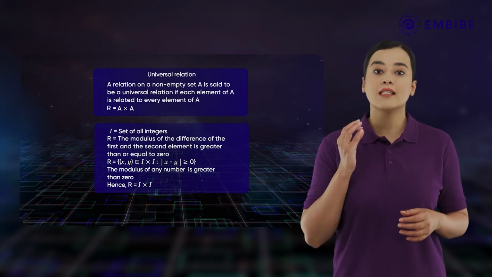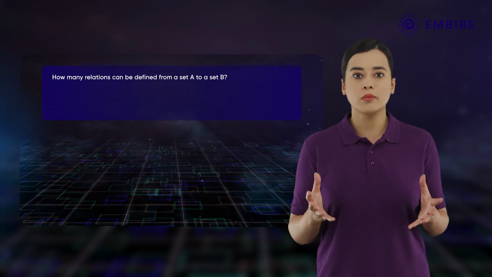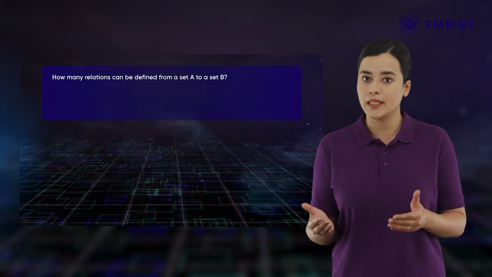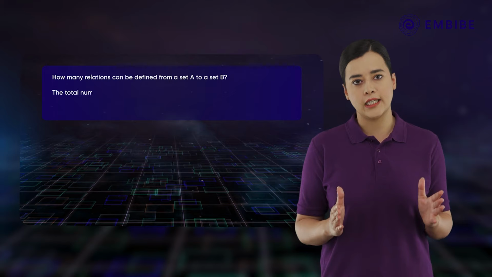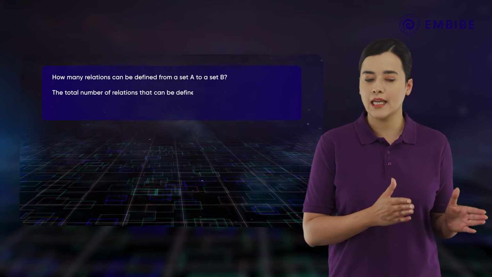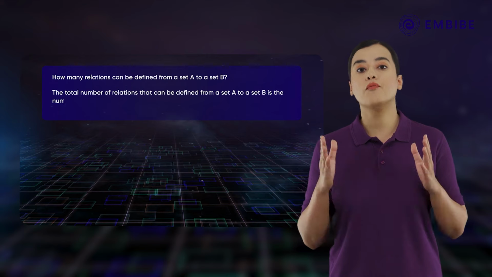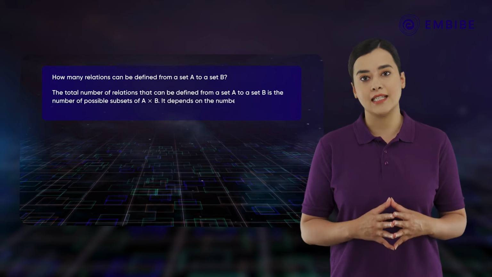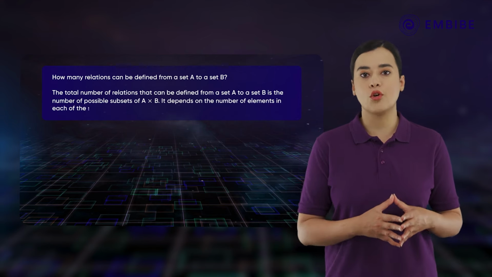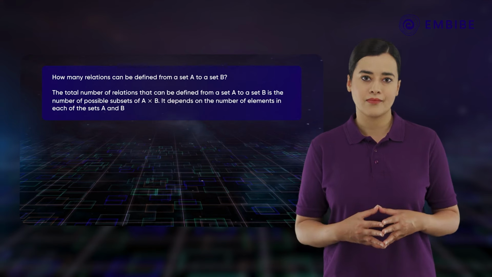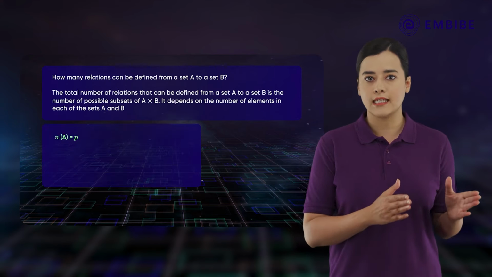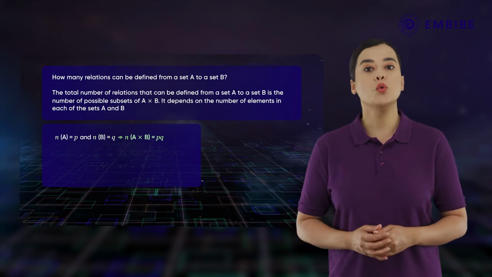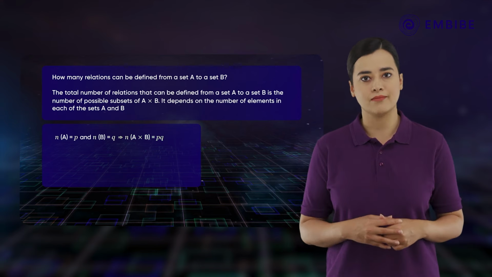Now you know that there are different types of relations. Is it possible to find the maximum number of relations that can be defined from a set A to another set B? The total number of relations that can be defined from a set A to a set B is the number of possible subsets of A cross B. It definitely depends on the number of elements in each of the sets A and B. If there are P elements in set A and Q elements in set B, then there would be P times Q elements in the set A cross B.